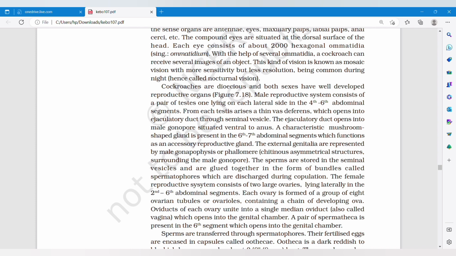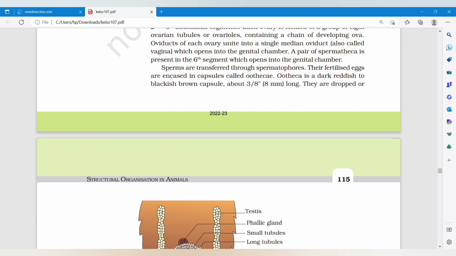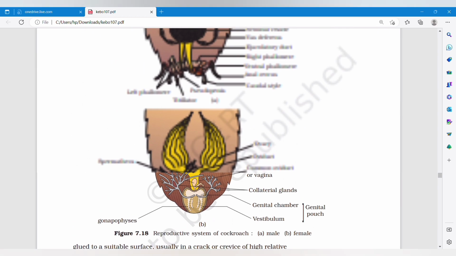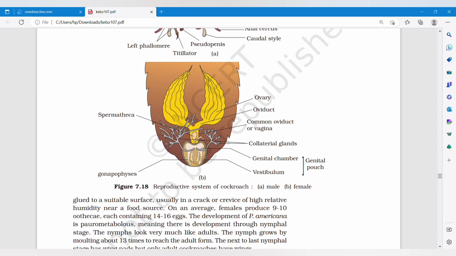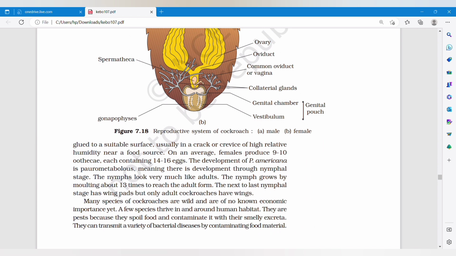Sperm are transferred through spermatophores. Their fertilized eggs are encased in a capsule called ootheca. Ootheca is a dark reddish to blackish brown capsule about 3/8 inch, that is 8 mm, long. The reproductive system of cockroach, that is male and female, is given in this diagram. They are dropped or glued to a suitable surface, usually a crack or surface of high relative humidity near a food resource. On an average, a female produces 9 to 10 ootheca containing 14 to 16 eggs.